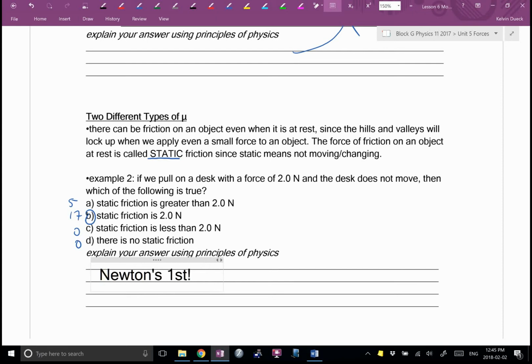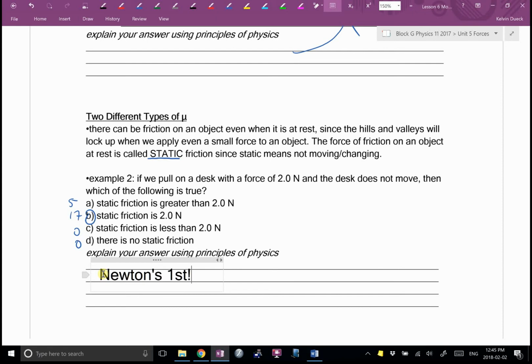Okay. Why can't A be correct? Because if it was bigger, if I let go of the desk, it would have to go shooting that way like a slingshot or something. And watch, it doesn't. Static friction is only as big as it needs to be. Static friction is what prevents you from moving an object. The word static means at rest or not moving or unchanging.